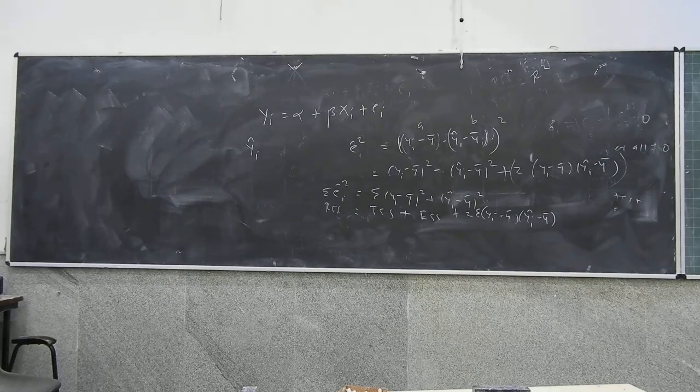How will you show that? You have to argue that the last part will be 0. Summation y minus y bar is 0, but it's not summation y minus y bar. Each y minus y bar is multiplied by something. So it doesn't become 0 necessarily.